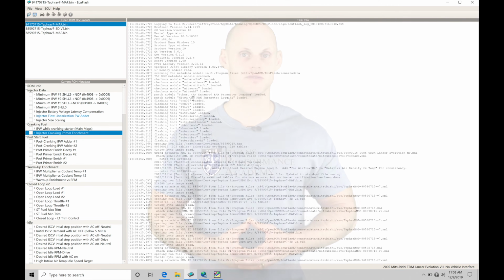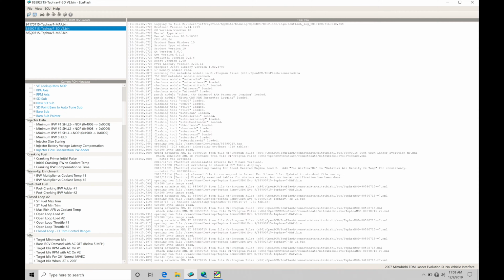So we can check this out. Okay, so let's get started. We're going to be taking a look at our cranking fuel, post-start fuel, and warm-up enrichment in our Evo 8 and Evo 9 ECUs. Now what I have open here under Open ROM Documents, there's going to be several different files we have to take a look at. Our 9417 files associated with an Evo 8. We also have our 8859 files that's associated with an Evo 9. Now within the Evo 9 family, I have two different files here to open and take a look at. We have our 3D VE speed density style file and our mass airflow.